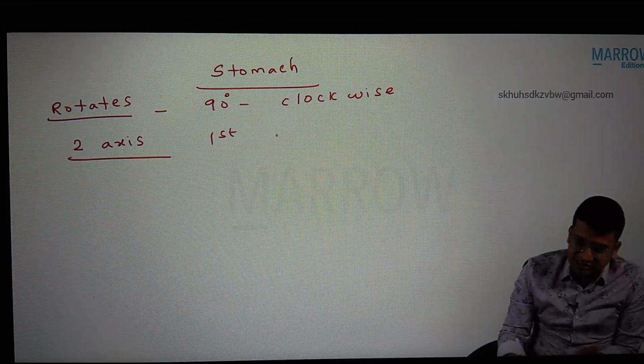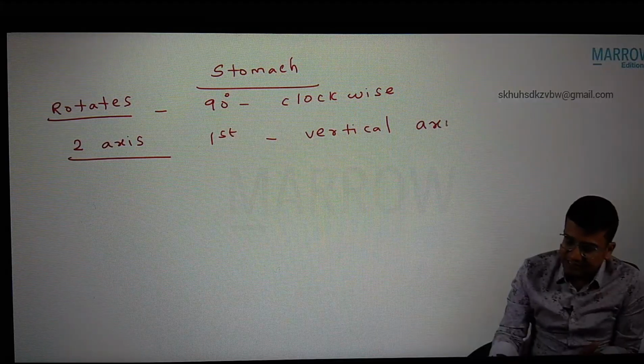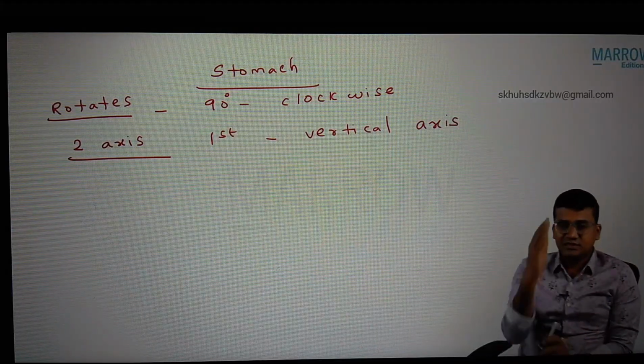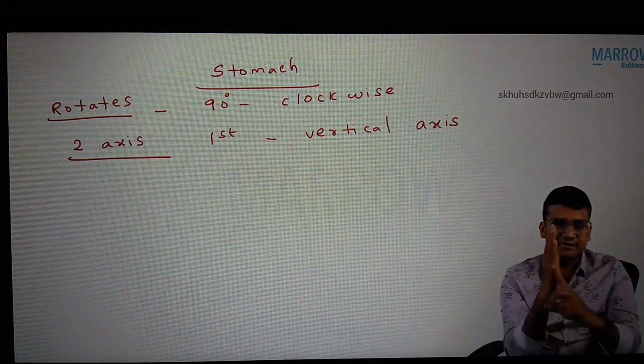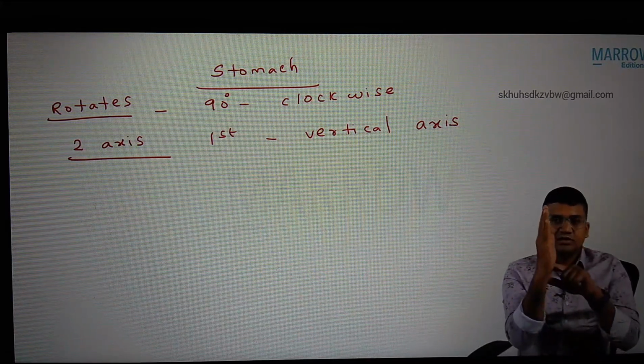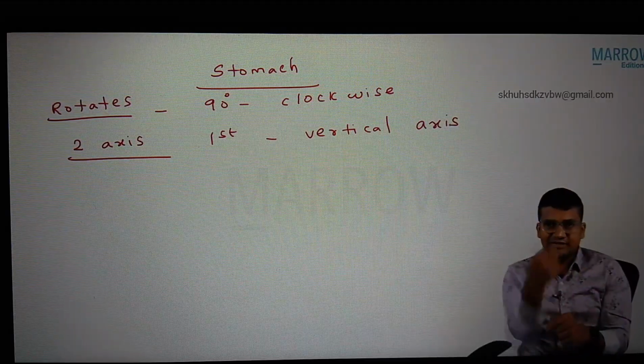First rotation in the vertical axis. In the vertical axis, the first rotation takes place. Now stomach tube will be like this. This is stomach tube, say. Now this is anterior and this is posterior. Now the first rotation takes place in the vertical axis. In this axis, the rotation will take place.